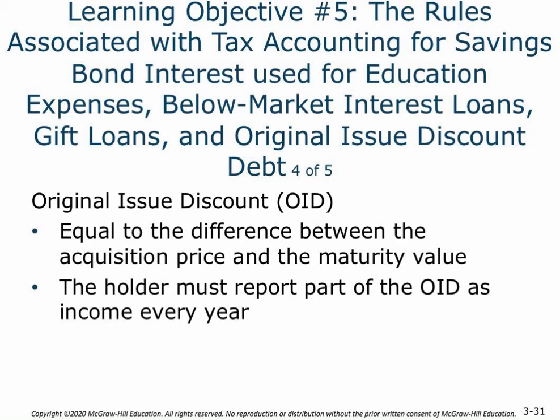And then original issue discount is going to be equal to the difference between the acquisition price and the maturity value. So this is going to be where if you go out for a loan and you're going to have to pay back, say, $100,000 in 10 years, but you don't receive $100,000 at day zero. So it's going to be similar to, if you remember back to financial accounting, issuing at a discount or issuing at a premium, where that difference between what you have as proceeds when you issue the debt and what the maturity value is going to be is how we go into calculating that original issue discount. You have to report part of that original issue discount as income every year.